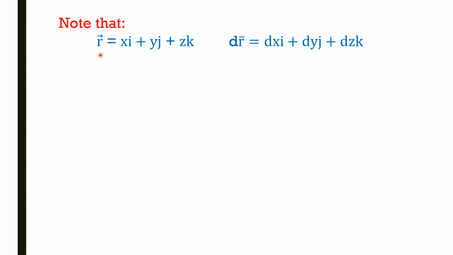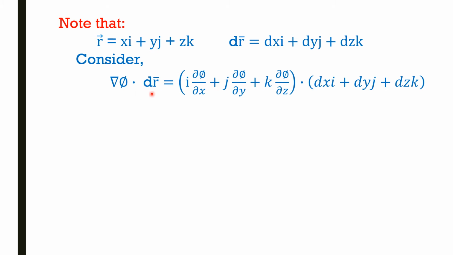Consider r bar, which is xi plus yj plus zk, and dr bar is dx i plus dy j plus dz k. I just take the derivative of this. Now consider del phi dot dr bar. What is del phi dot dr bar? This is del phi, i del by del x plus j del by del y plus k del by del z, dot dr bar. Here is dr bar, taken the same as in the previous step.